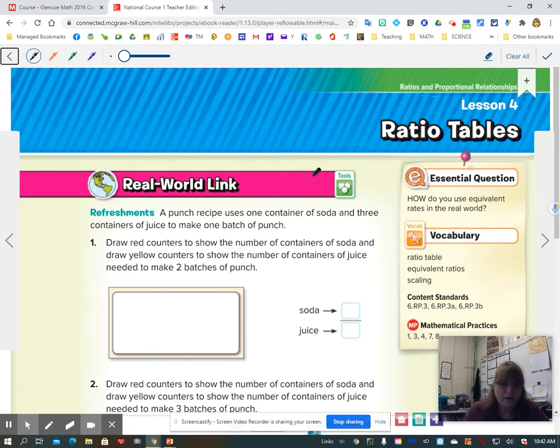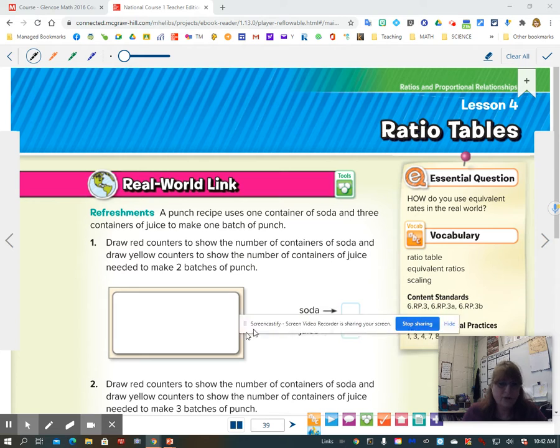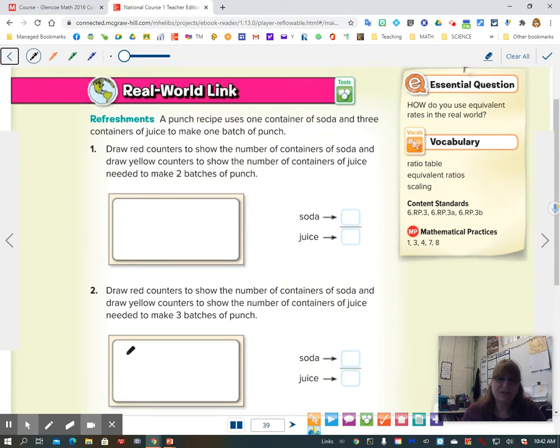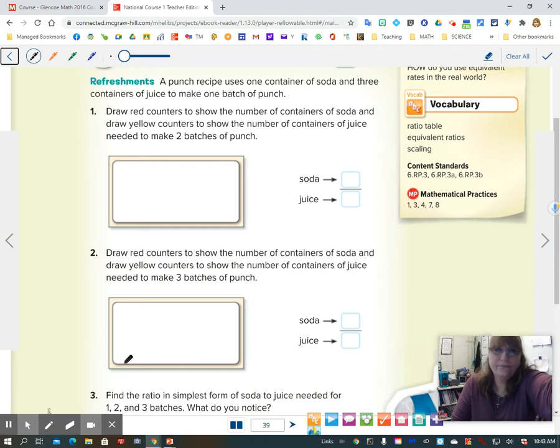We are starting on page 39, and we are working with ratio tables. It says a punch recipe uses 1 container of soda and 3 containers of juice to make 1 batch of punch. And it tells us to draw counters for the containers of soda and the containers of juice.